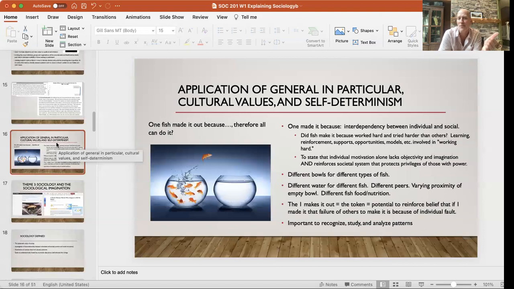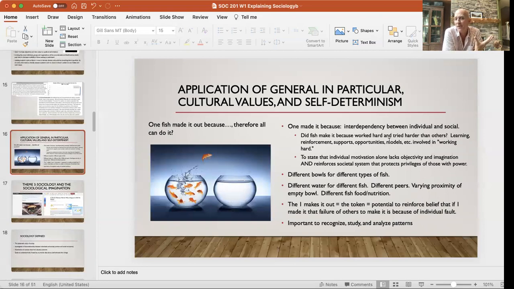So did the fish make it out because it worked harder, tried harder than others? What about the social environment in which learning happened, the reinforcement, the support systems, the opportunities, the modeling that went on? Sure, the individual worked hard, but there's a context around that as well. To state that individual motivation alone explains it, I think, lacks objectivity and imagination. It's not only the individual, it's the individual within a context. And focusing on the individual alone reinforces a system that protects privilege and advantage, or reinforces disadvantage.